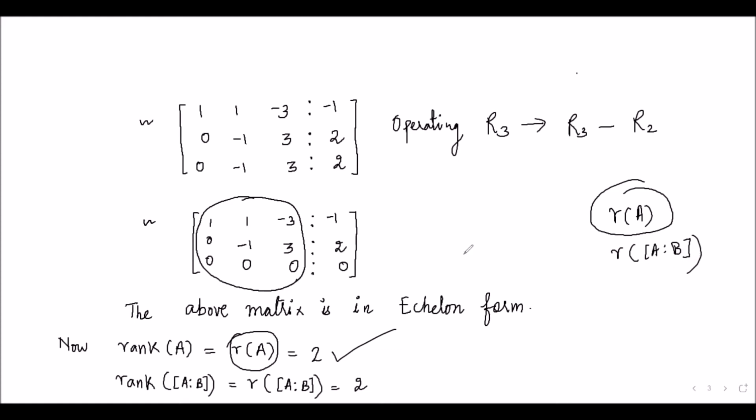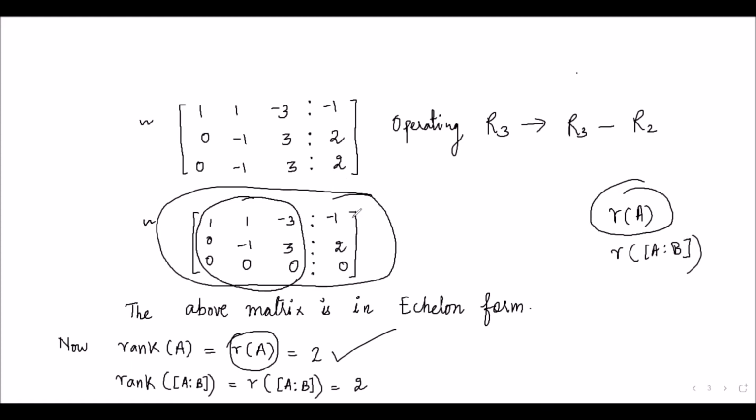What is the augmented matrix? This complete matrix is the augmented matrix. Now we will be considering the last column also. Now let us see how many non-zero rows we have in this augmented matrix. This is not the augmented matrix, this is the echelon form of the augmented matrix. So let us see how many non-zero rows we have in the echelon form of the augmented matrix.